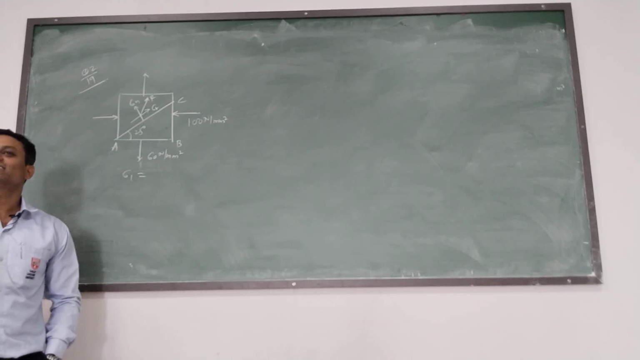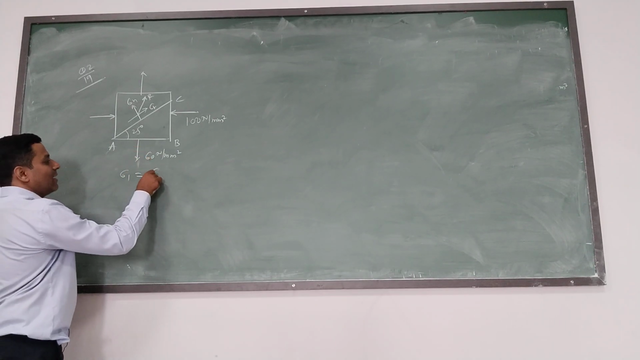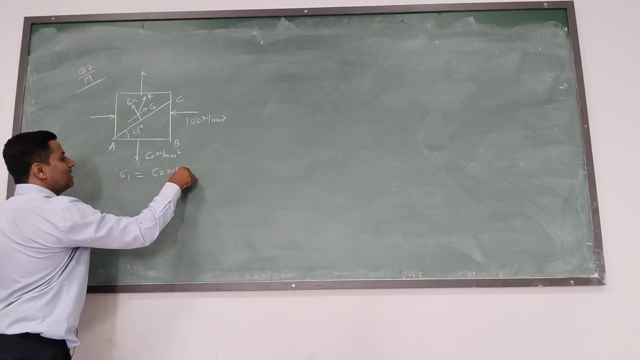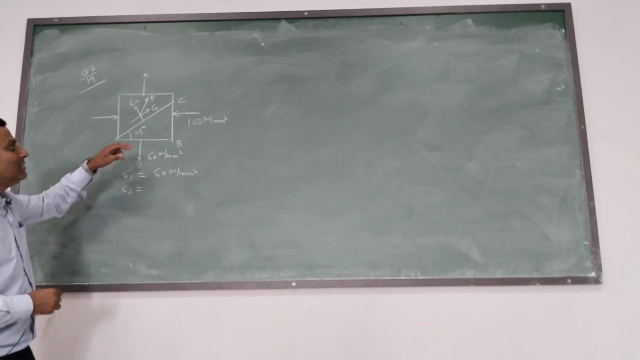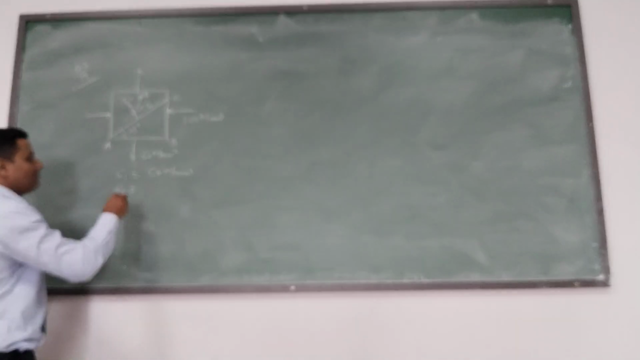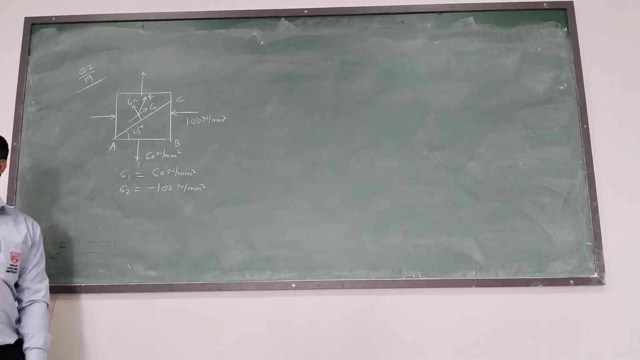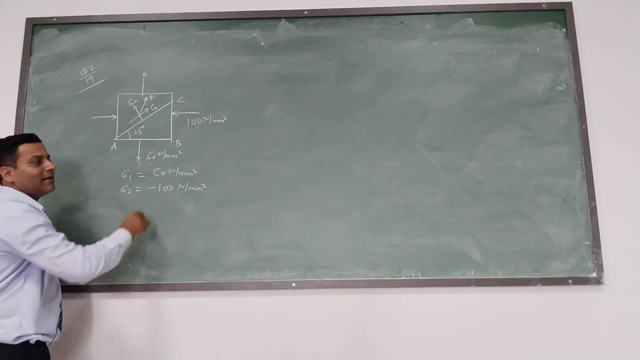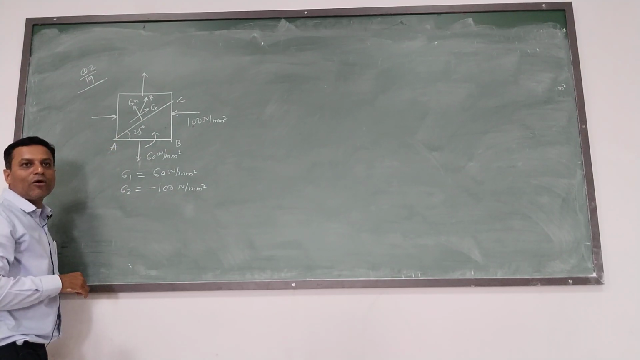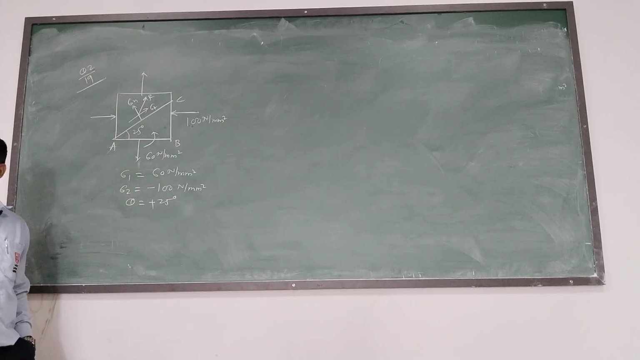60. 100 is compressive, so the major principal stress is 60. It is tensile, so positive. Then sigma 2, minor principal stress. Minor principal stress is minus 100 because it is compressive. Now check the angle with major principal plane. It is measured in anti-clockwise direction. So theta is equal to plus 25.